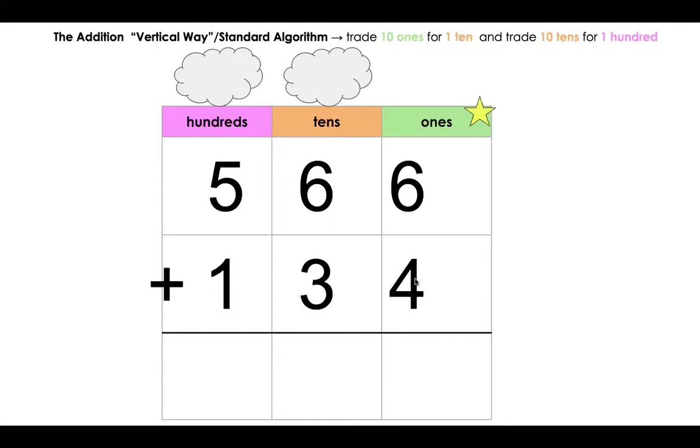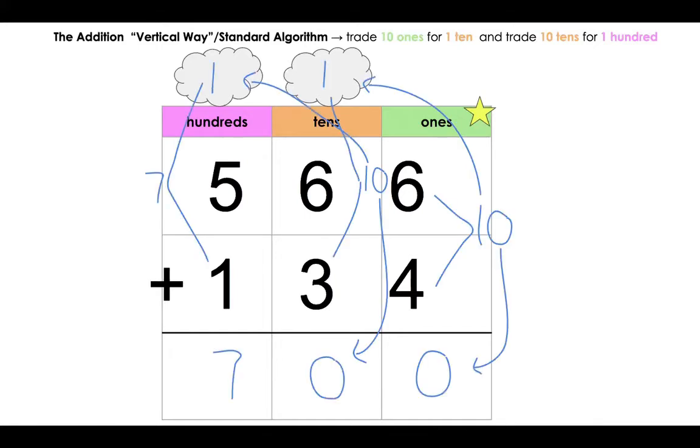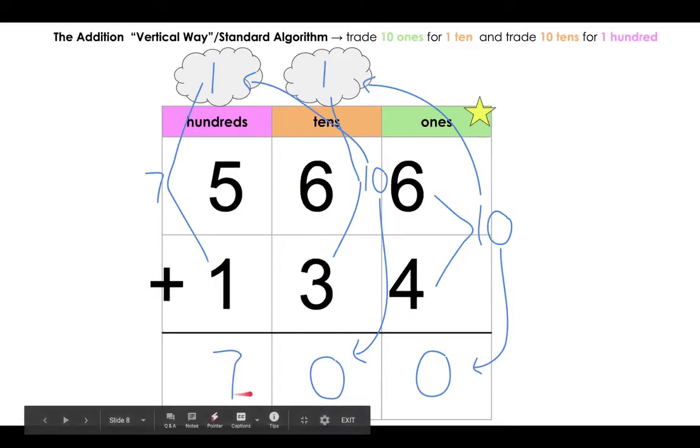So I want you to look at this problem first. 566 plus 134. And I want you to think for a second, how am I going to solve this problem? You can pause the video because in a second, I'm going to explain how you solve it. Okay, I hope you got the same answer I did. I got 700, and here's how I did it.